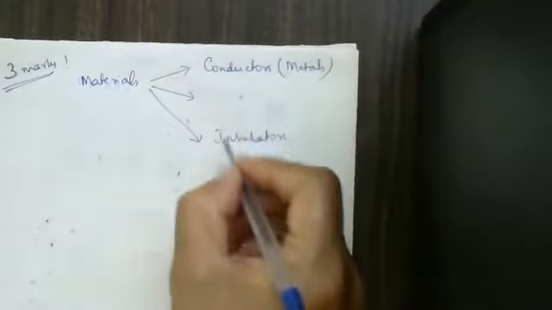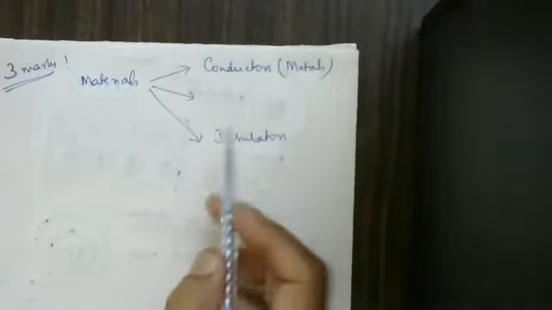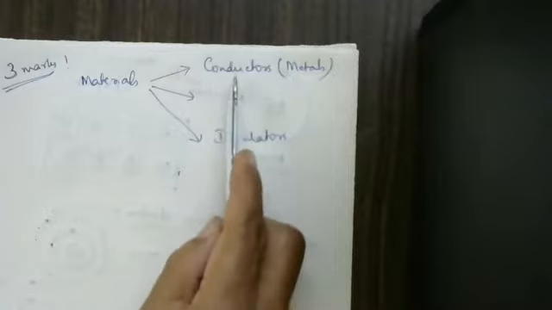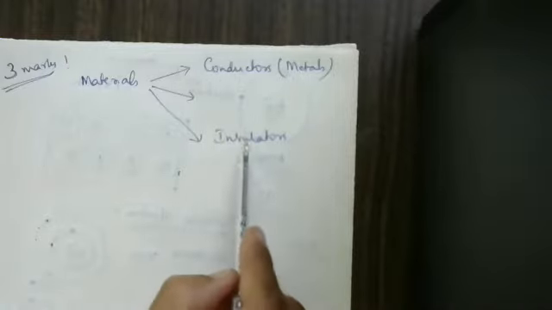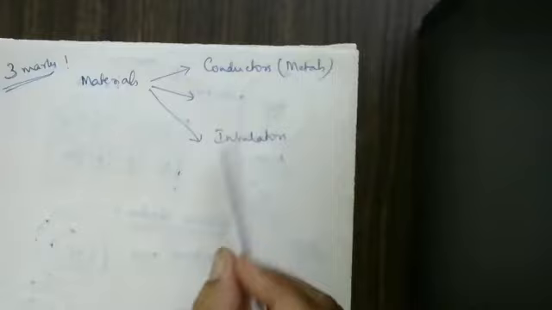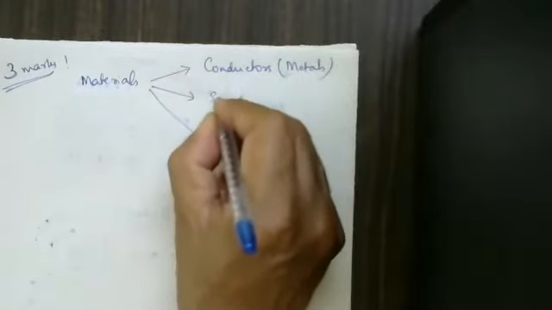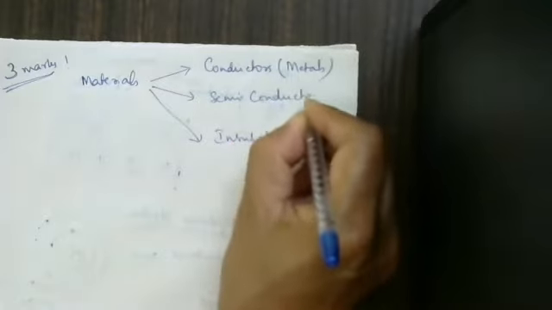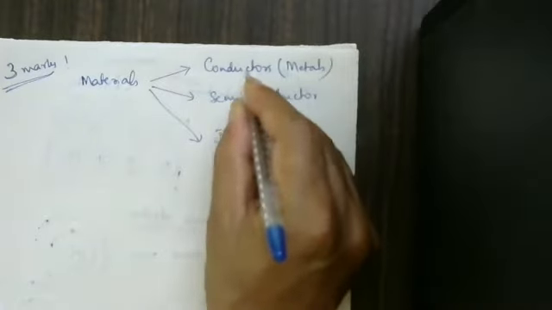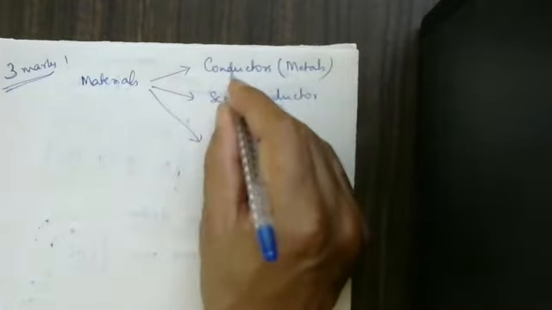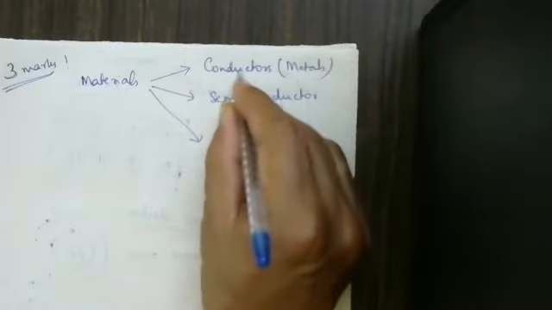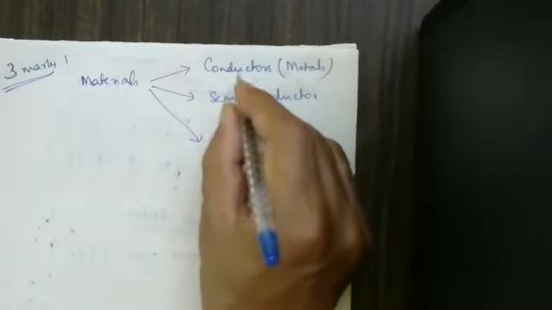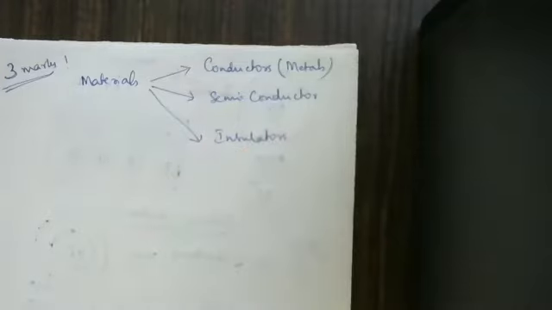Third one is the in-between case. It is not a good conductor, and it is not a good insulator. So I can consider that one as a semiconductor. It is a type of conductor only. With some conditions, it can act as a conductor, and with some conditions, it acts as an insulator.